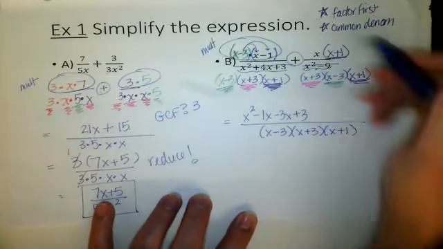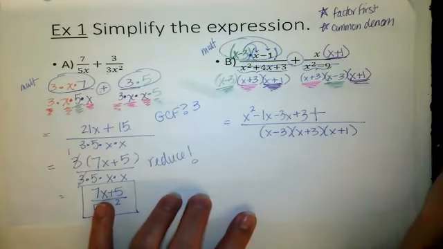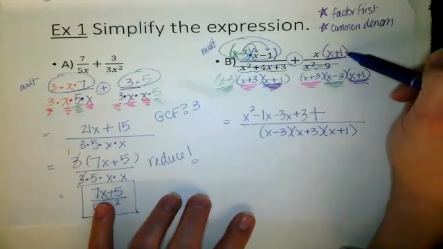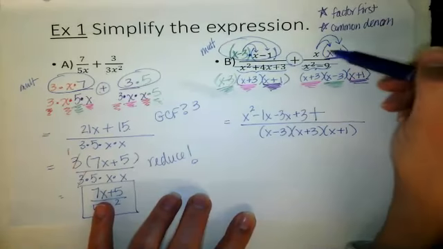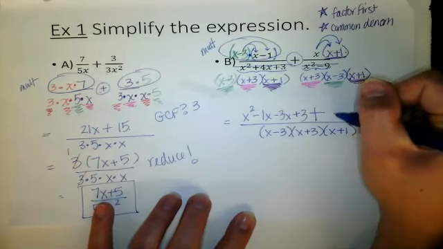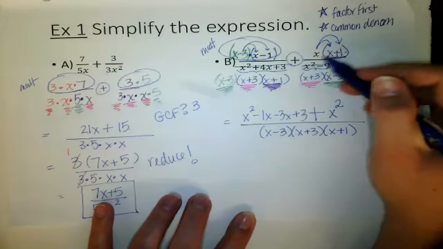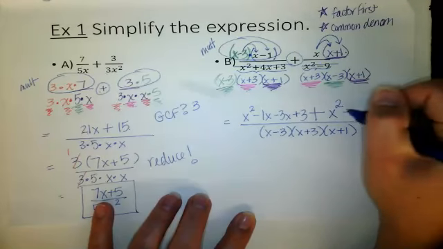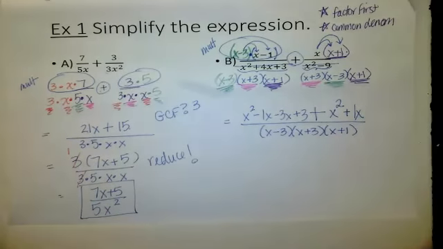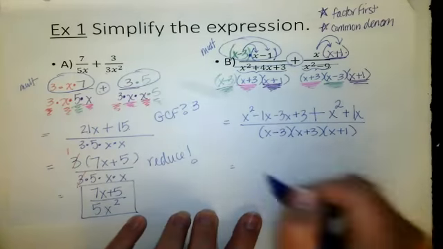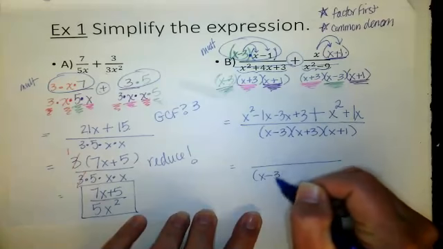Then we have a giant plus sign. And what do I have to do with this second numerator? Distribute the x. Yes, we have to distribute the x. X times x is x squared. X times 1 is 1x. So you do have to multiply all the numerators together. My one common denominator.